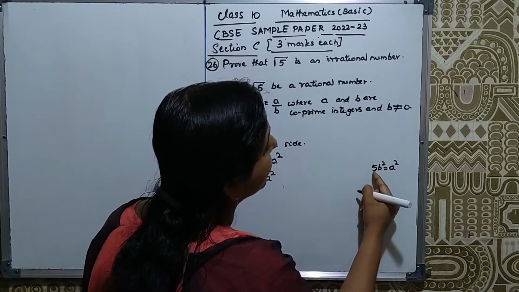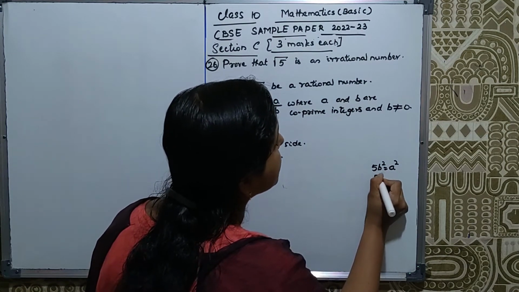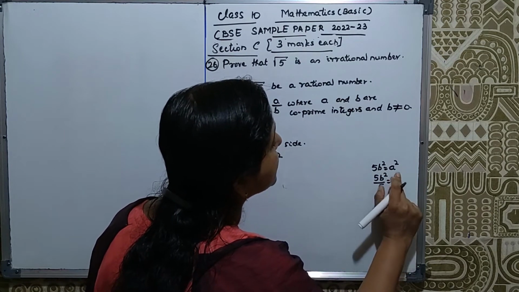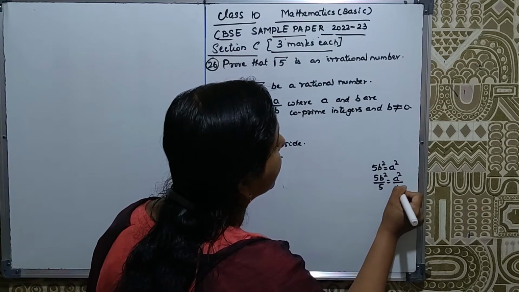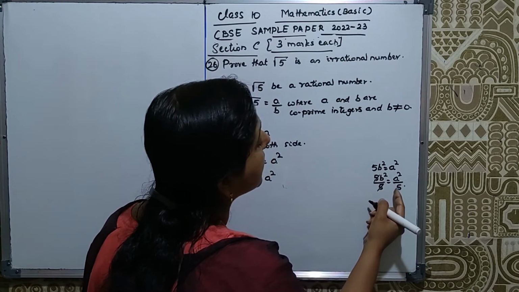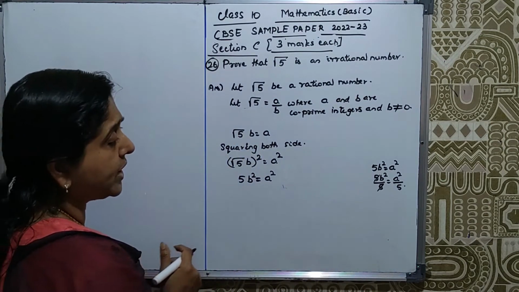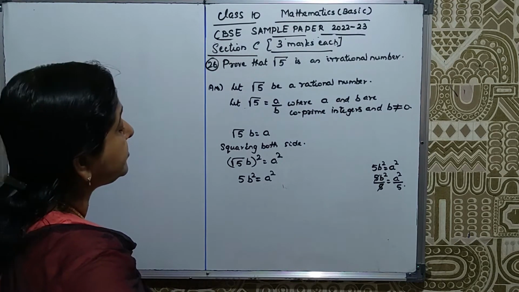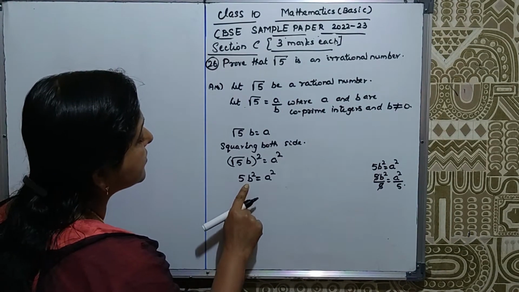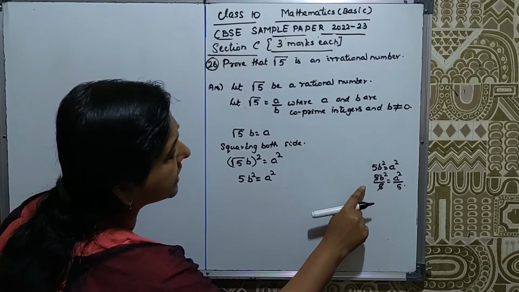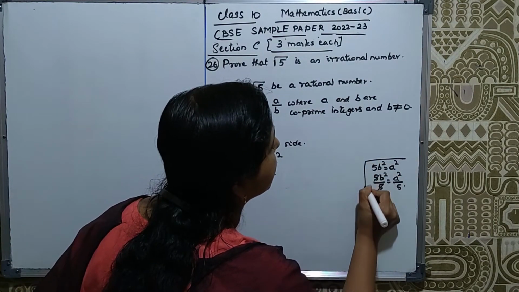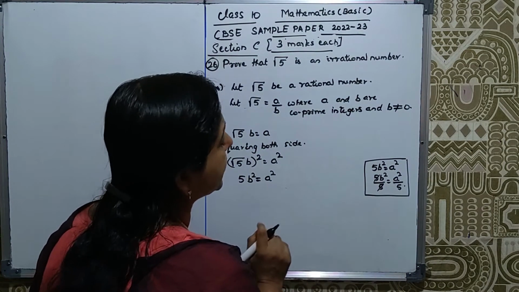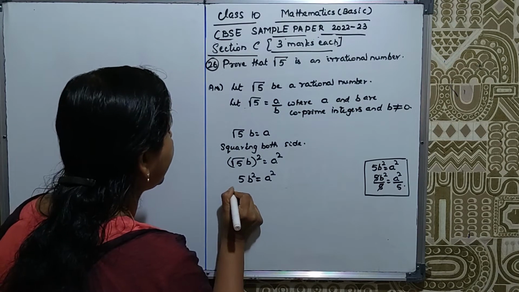When you take this 5 to the other side or divide both sides by 5, 5b squared by 5 equal to a squared by 5. Now 5 came under a squared, so we'll say that 5 divides a squared. For those who are finding difficulty, you can get the sentence this way: this 5 is below a squared, so we'll write 5 divides a squared.